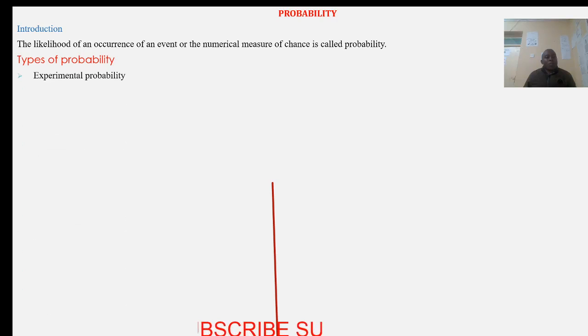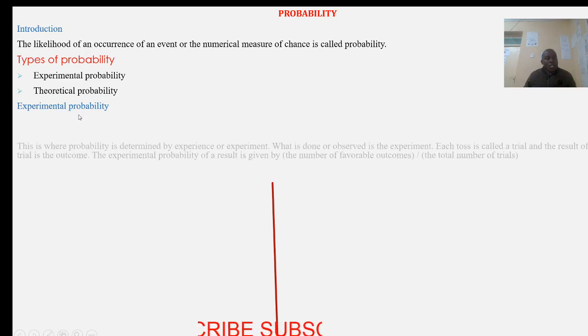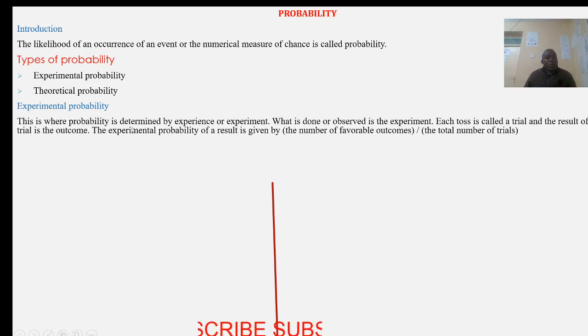We talk about experimental probability. We also have what we call theoretical probability. Let's talk about experimental probability. When we talk about experimental probability, this is where probability is determined by experience or experiment. That is, we do an experiment for you to know the probability of an occurrence to happen.